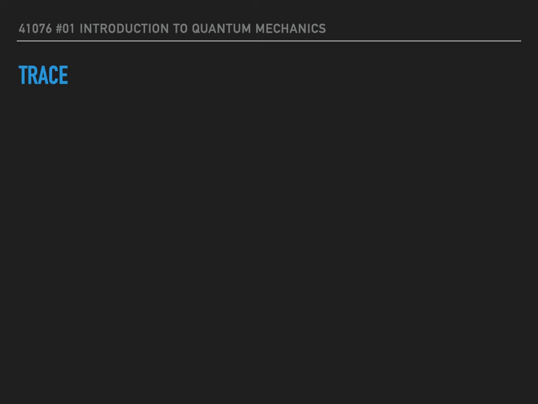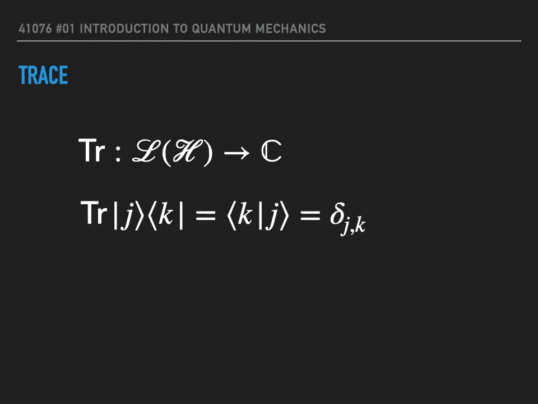Trace is a linear operator that takes a linear operator defined on the Hilbert space H as the input and outputs a complex number. Specifically, the trace is defined on the linear operator basis, namely the outer product of the computational basis |j><k| in the Hilbert space, and outputs their inner product, which is now a number.